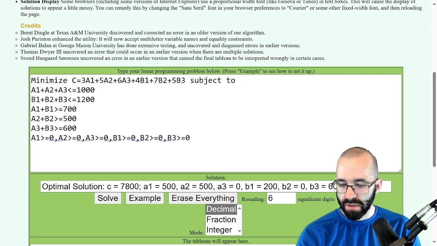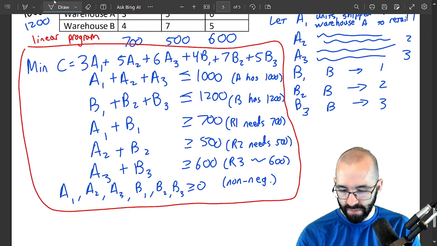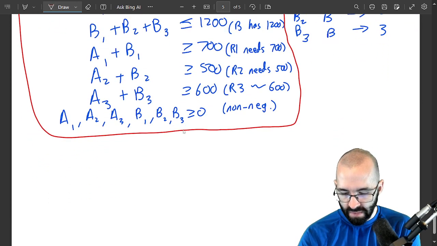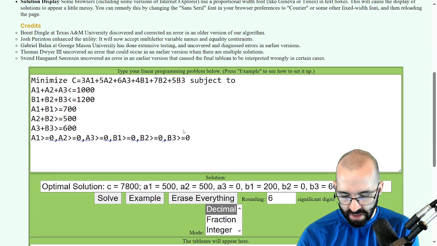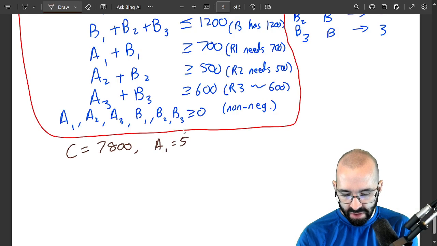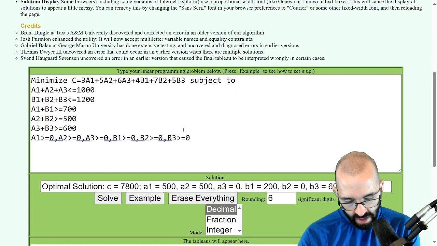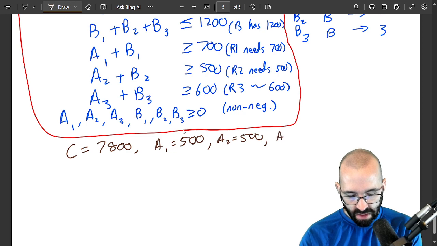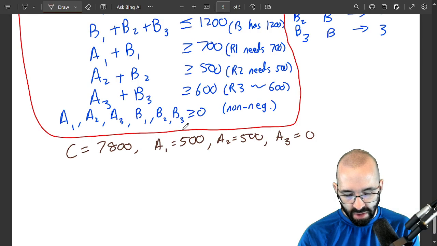Let's bring that back over. Oh, there we are. Cost is 7,800. A1 is 500, and so is A2. A3 is 0. And then the B's are 200, 0, and 600.